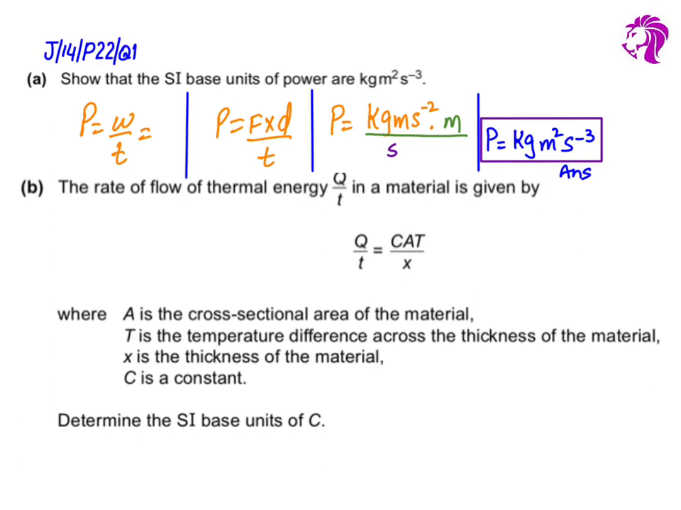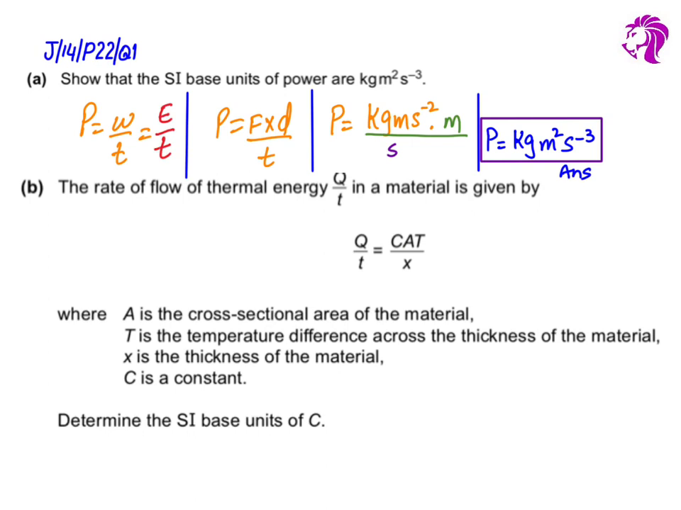Then it says that the rate of flow of thermal energy is given by energy Q upon T. The rate of flow of thermal energy Q upon T in a material is given by the equation CAT upon X. A is the cross-sectional area, T is the temperature, X is the thickness, and C is a constant. We need to find the SI base units of C. So that means we'll make C the subject once again.